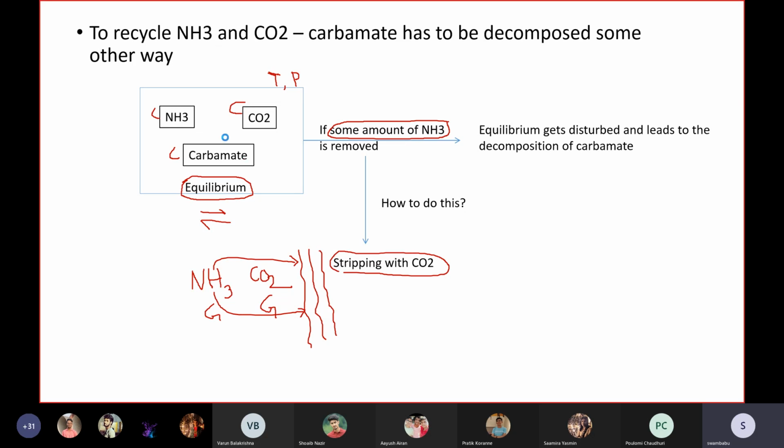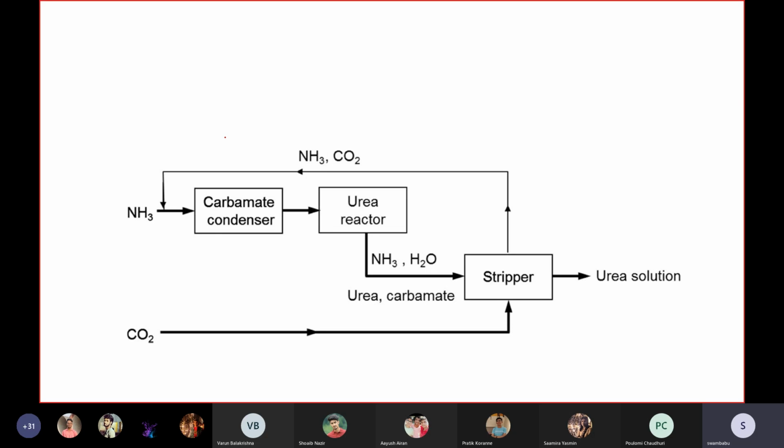So the modern processes follow this route. The typical modern process follows this route. Ammonia will be supplied in excess.